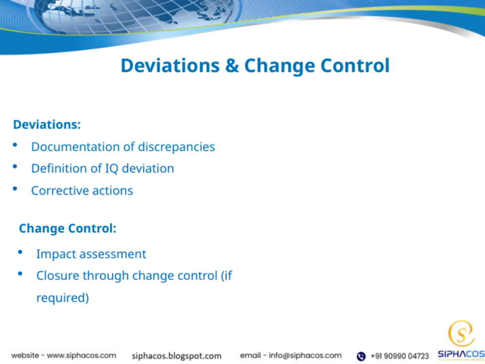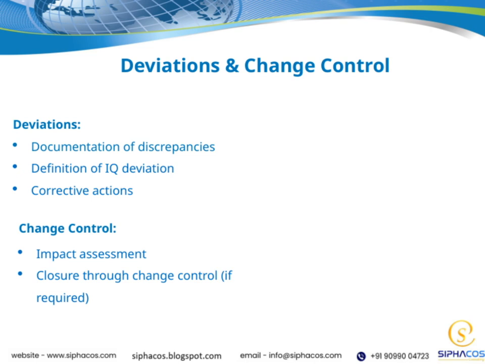Now let's talk about change control and how it impacts our processes. First, we conduct an impact assessment to understand what changes might affect, whether it's quality, compliance, or timelines. Once we've evaluated the impact, any necessary changes are closed through formal change control procedures to ensure everything remains on track.